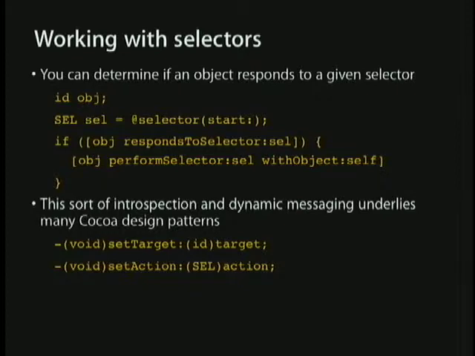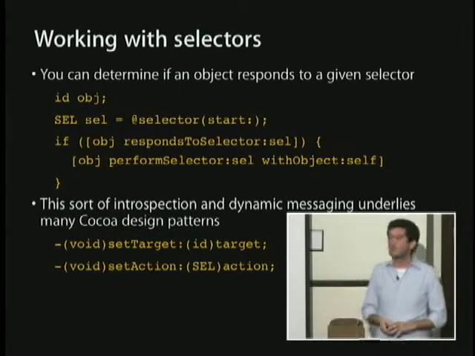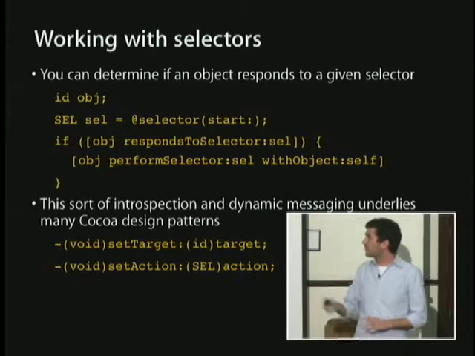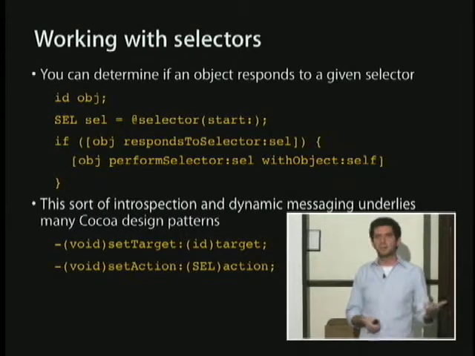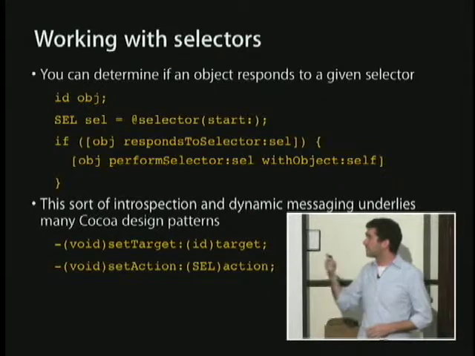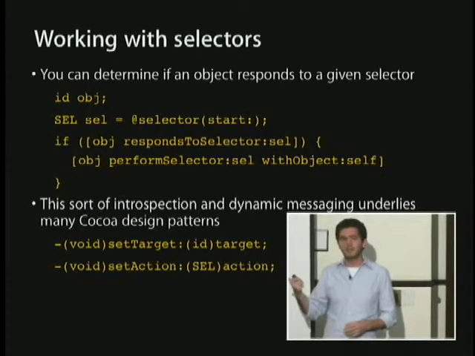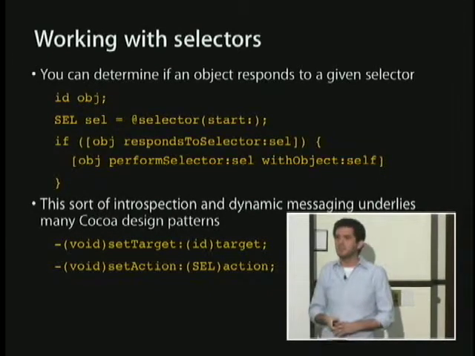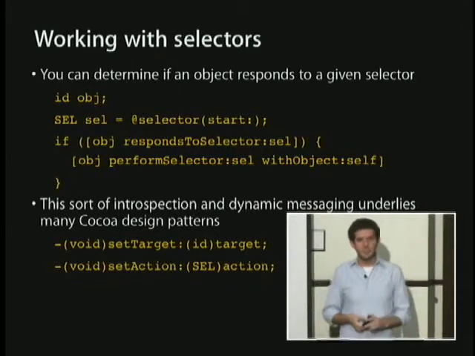So you can actually do some pretty cool things with the combination of selectors and the dynamic nature of Objective-C. Assuming you've got some untyped object, id obj, and we've got some selector that we're curious whether this particular object implements, because it's an id, we don't actually know what the type of the object is.